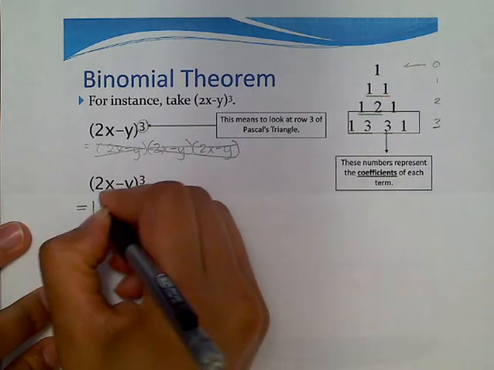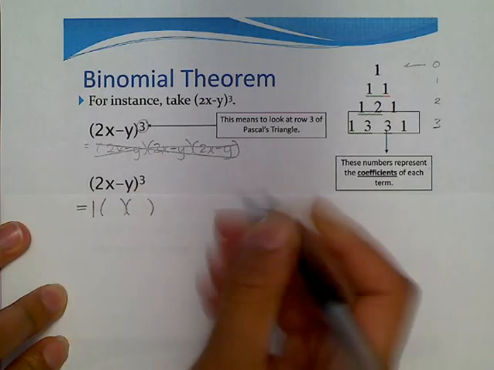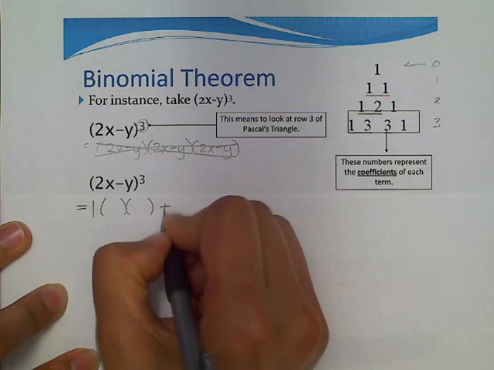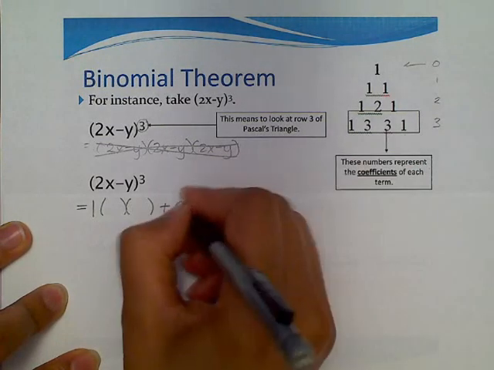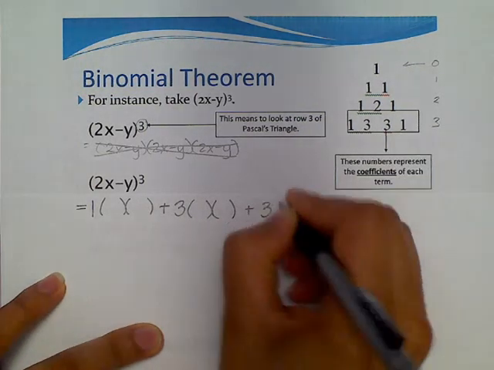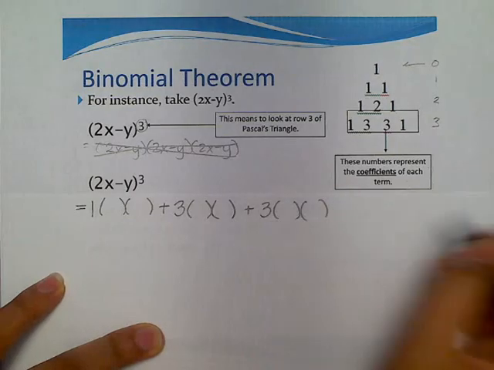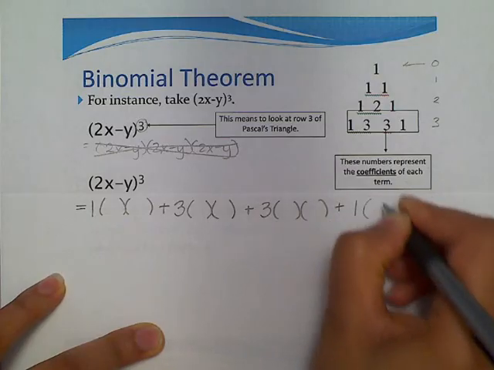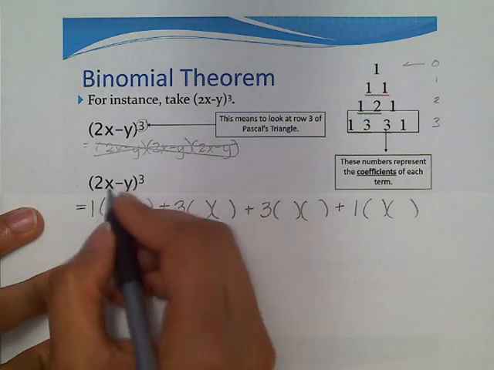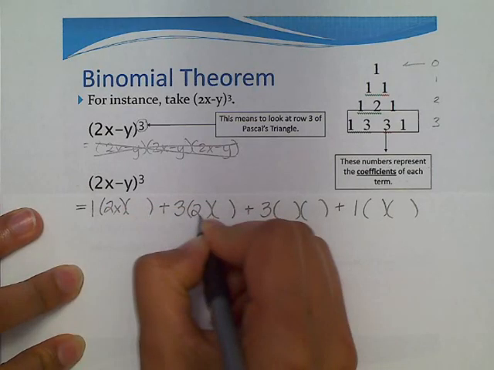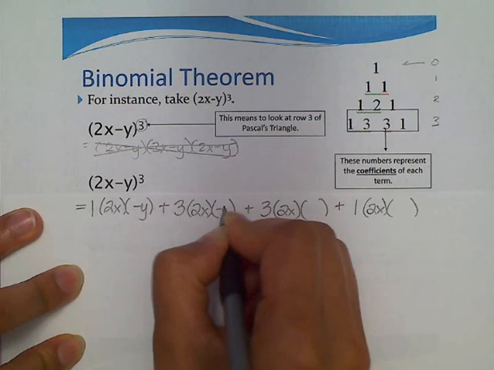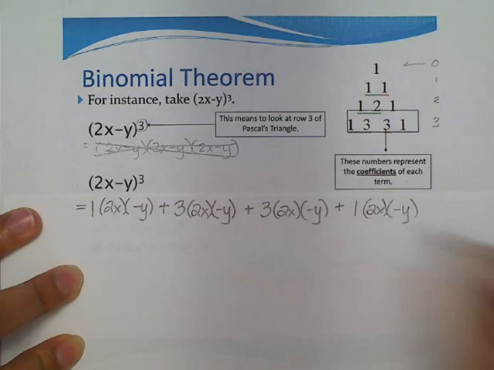Now, after each coefficient, you will be looking at the first term and the second term of the binomial. So I'm going to write 1 and then include 2 brackets, plus 3 is my next coefficient, and I'm going to include 2 brackets, plus 3 is my next coefficient. I'm going to add my next 2 brackets, and then plus 1 is my last coefficient, and I'm going to include my brackets as well. Now, inside these brackets, the first term goes inside each of the first brackets, and the second term goes in the second brackets. And the second term is negative, so I need to make sure I include the negative y.